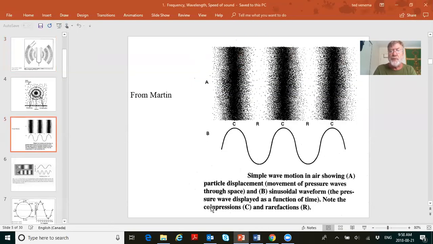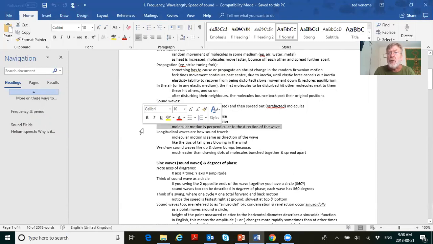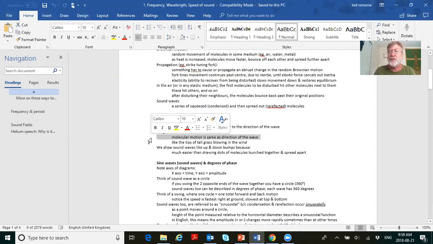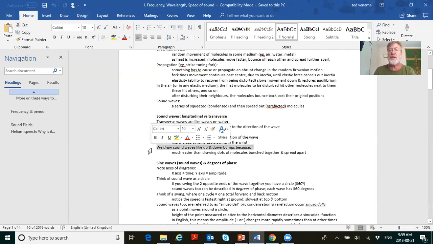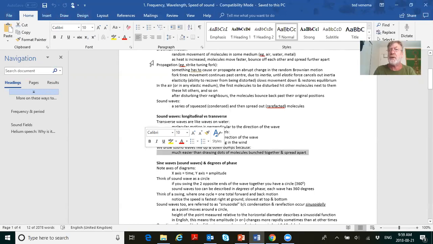Good. So, whoops, where's my notes? Here we go, back to the notes. Transverse waves are like waves on water. Molecular motion is perpendicular to the direction of the wave. Longitudinal waves are how sound travels. The molecular motion is in the same direction as the wave. Okay? We draw sound waves like up and down bumps because it's much easier than drawing lots of molecules bunched together and spread apart.